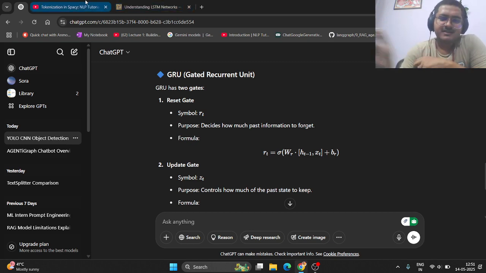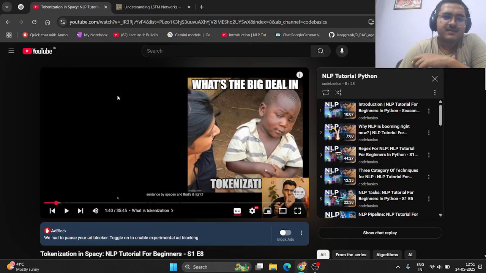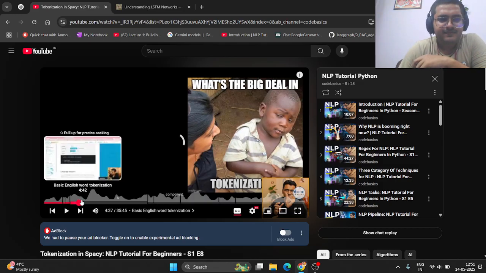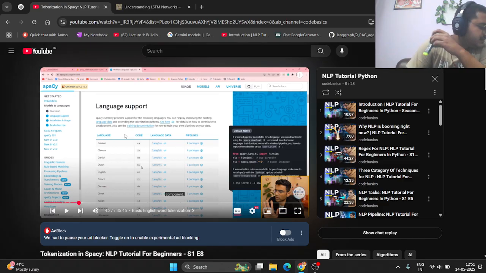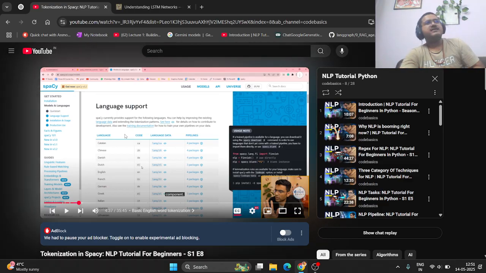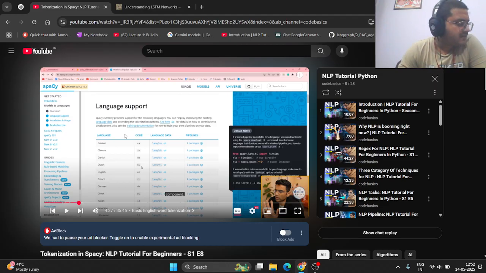Okay, then there was bidirectional RNN. As the name suggests, there's also an RNN in the backward direction. Then there were word embeddings. Word embeddings are converting the words into numbers. And word2vec works the same way.